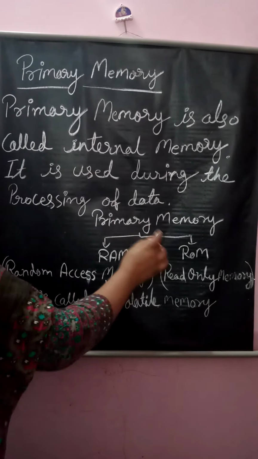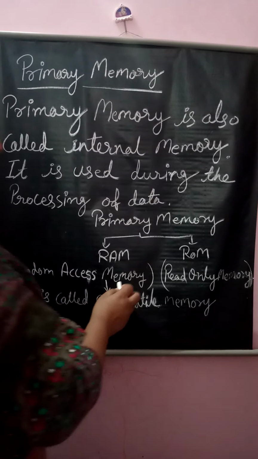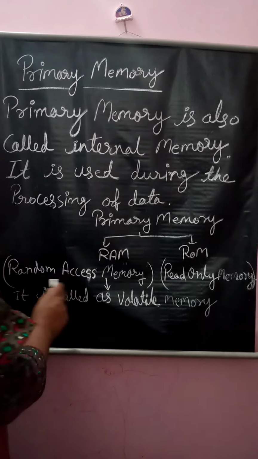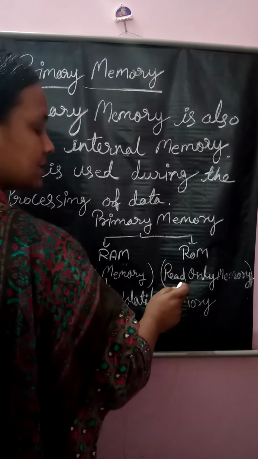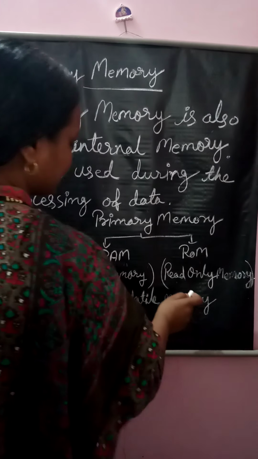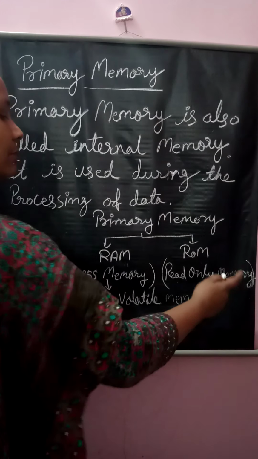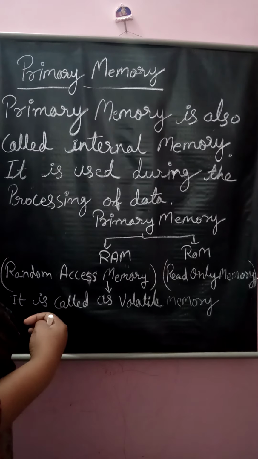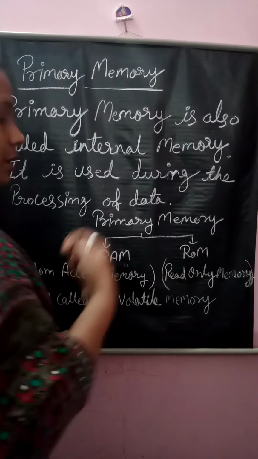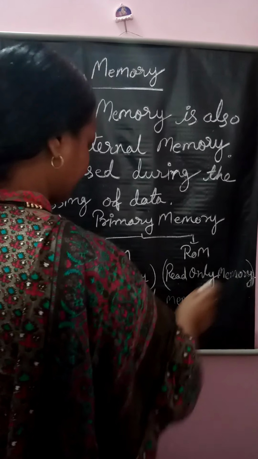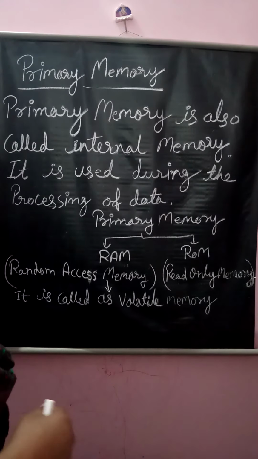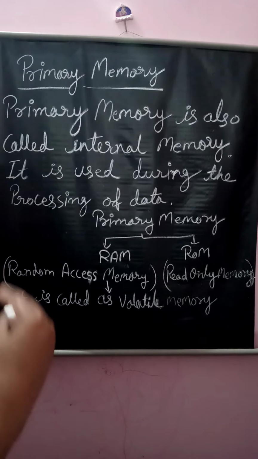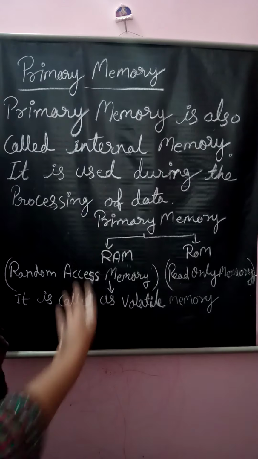Now when we are talking about primary memory, there are two types of primary memory, RAM and ROM. RAM means random access memory, and ROM means read only memory. Read only memory means this memory is only used for reading purposes, not by us, but by the computer. The computer will only use the ROM for reading, but the RAM the computer will use for storing and deleting and everything. Later on we'll study more about it.